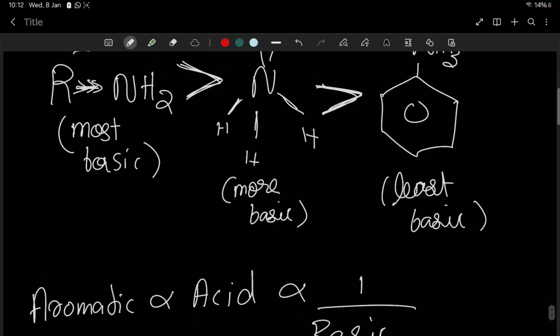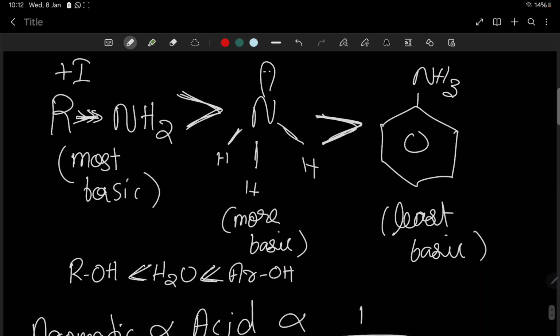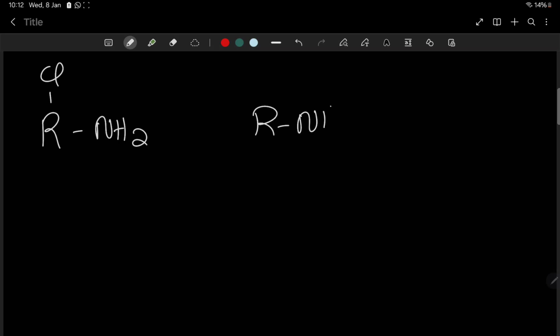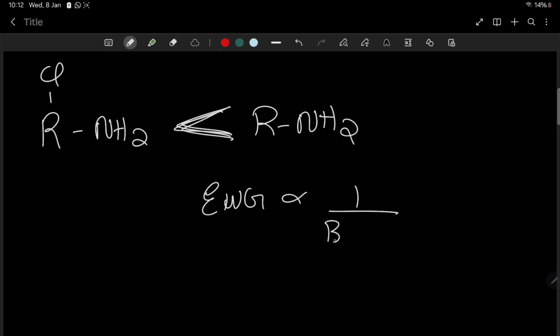Acidic character was directly opposite. We took ROH, water, and aryl phenol. The order there was the opposite. Now I want to ask you: RCl-NH2 and RNH2, which one is more basic? Yes, this one is more basic. Why? I told you that when an electron withdrawing group comes, basic character decreases. Here Cl is an electron withdrawing group, therefore basic character decreases. Yes, note this.